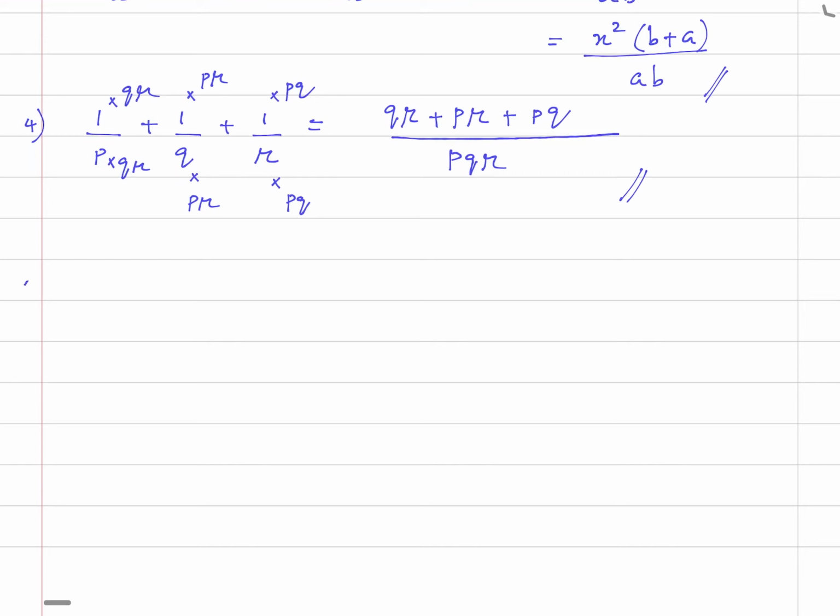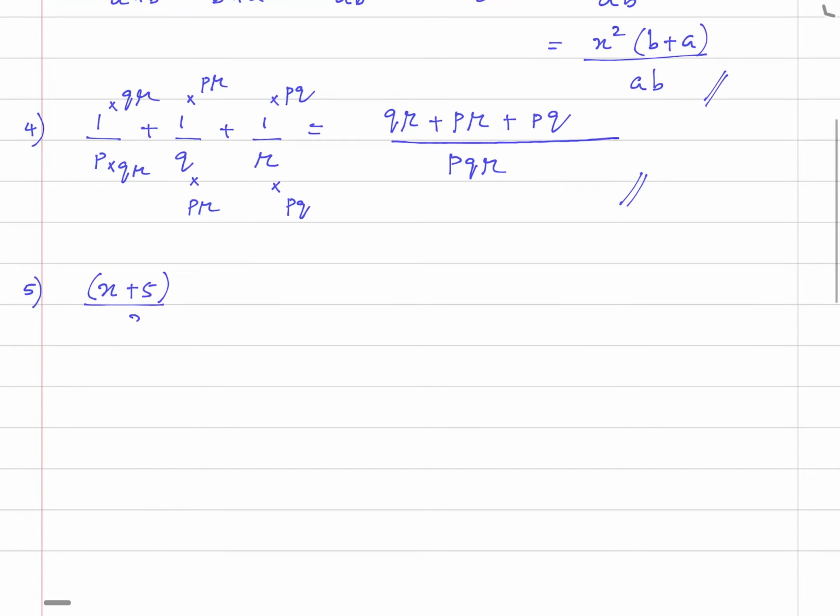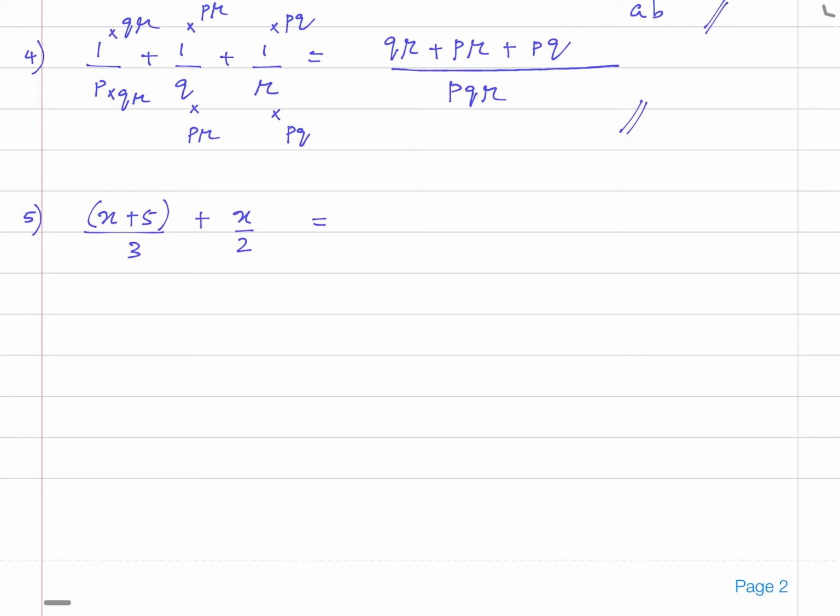And now we will try to understand a few questions involving expansions. For example, (x plus 5)/3 plus x/2. So here the numerator and denominator have to be multiplied by 2. The denominator of the other one should be multiplied by 3 and the numerator by 3. And the common denominator would be 6.